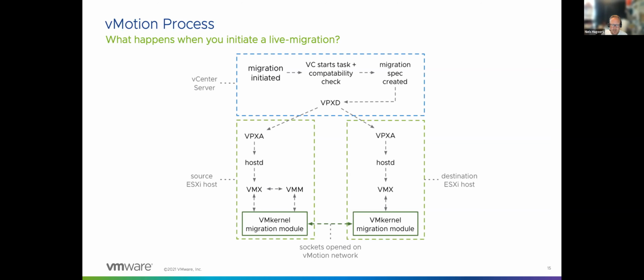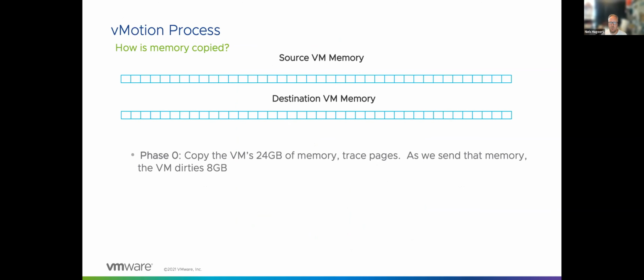So VMX is involved, VMX not the configuration file, but the process, and VMM. And VMM on the source is key because VMM, the virtual machine monitor process, is in charge of the memory, basically, the memory pages that are in use by that specific virtual machine. VMX and VMM will reach out to the vMotion logic, the kernel module, the migration module. Sockets are opened on the vMotion network, and we'll start copying over that memory, right?